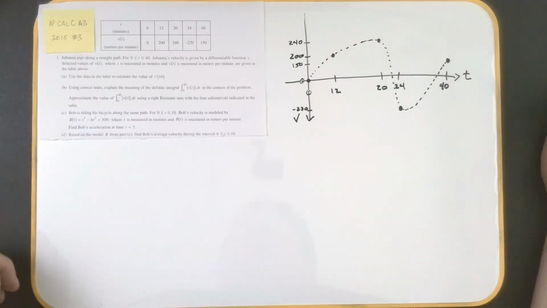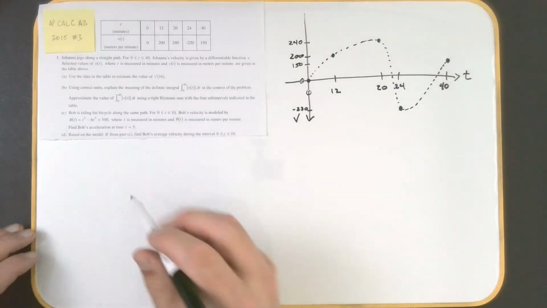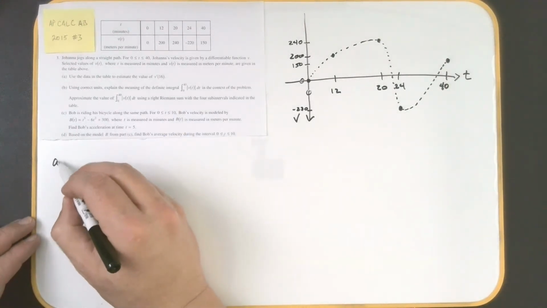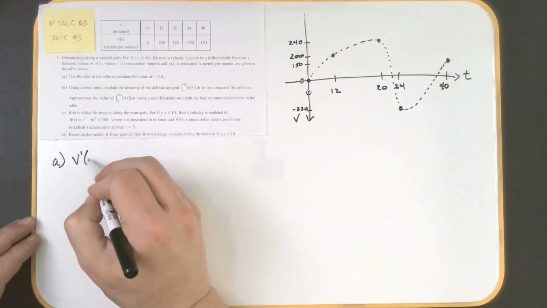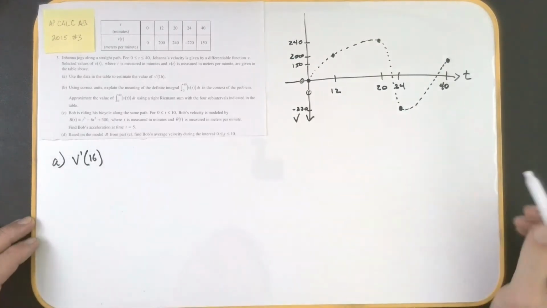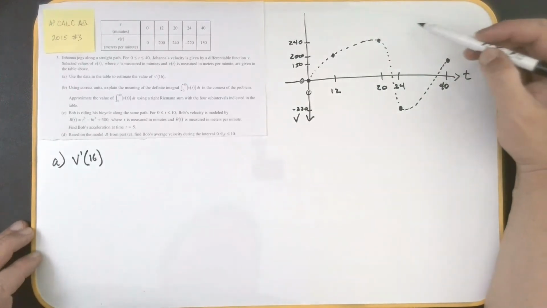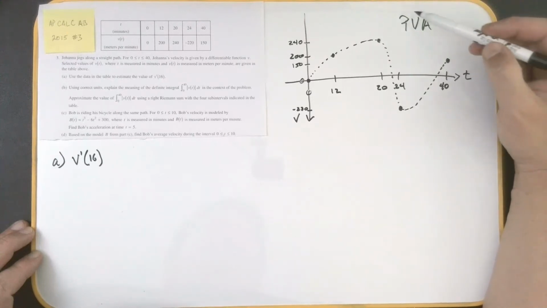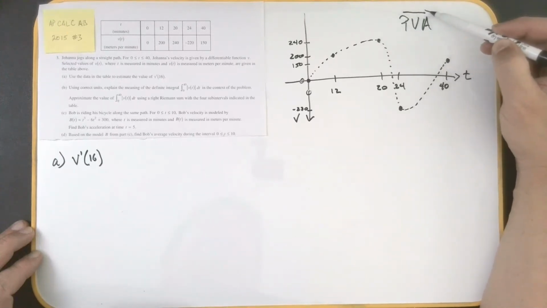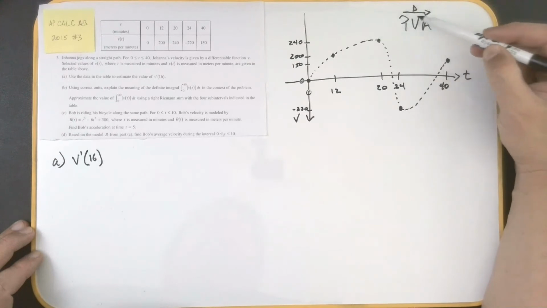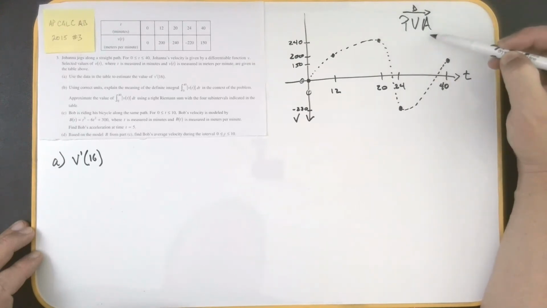All right, so let's go to part A. Use the data in the table above to estimate the value of v prime of 16. So I'm going to put A here, and here's what they want to know. Well, what they're testing you on here is, do you remember all of your rules regarding PVA? So I'm going to put PVA right here, and you want to remember that when it comes to position, velocity, acceleration, you're taking the derivative as you head from position to acceleration.